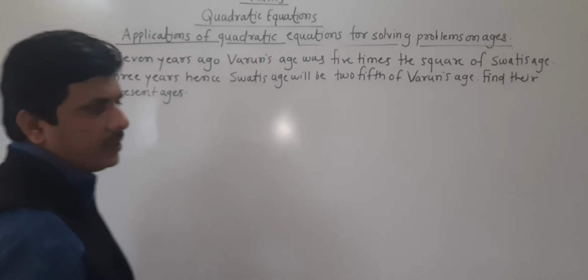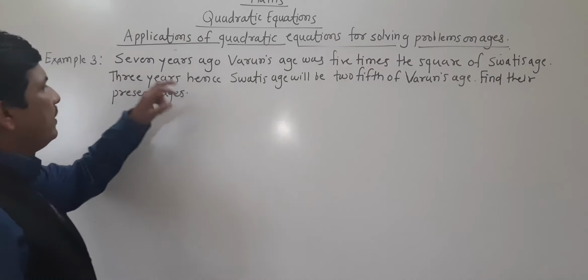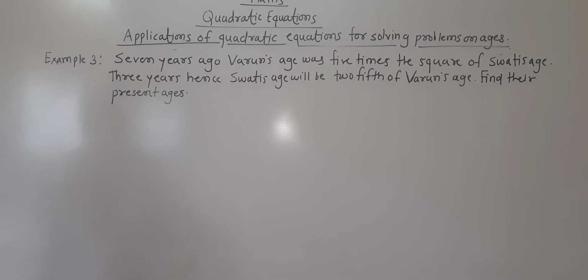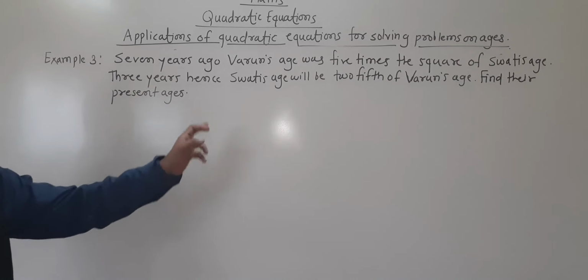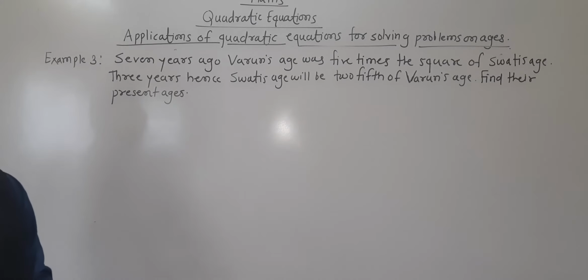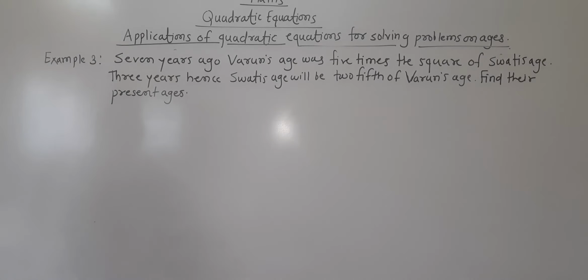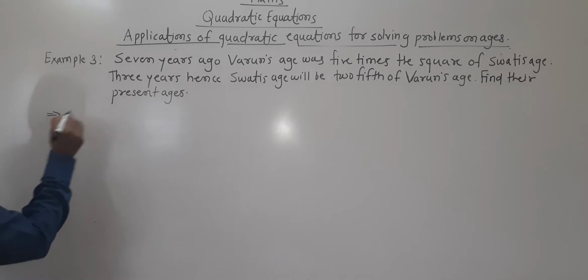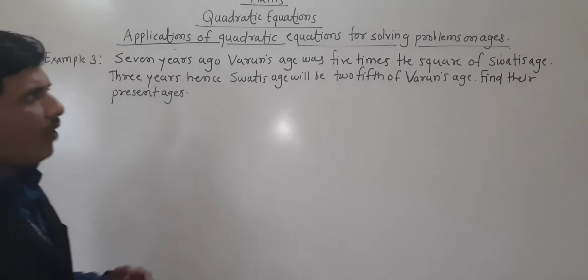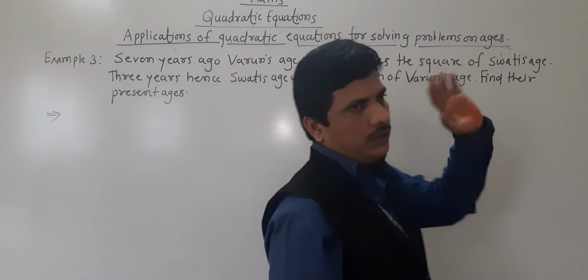Okay, see here our third example is: 7 years ago Varun's age was 5 times the square of Swati's age. 3 years hence Swati's age will be 2/5 of Varun's age. Find their present ages. Okay, we have to find out the present ages. Now think about the first statement. What is given? 7 years ago Varun's age was 5 times the square of Swati's age.